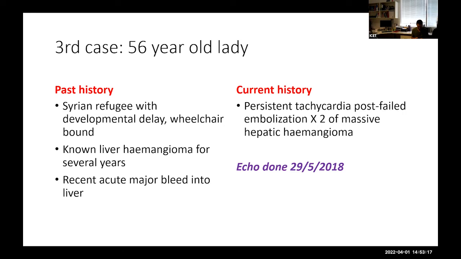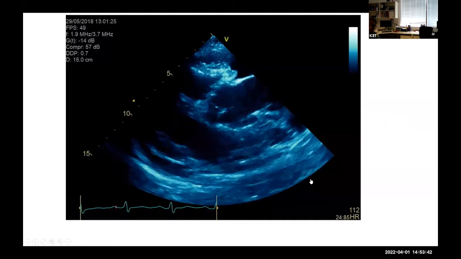Right. Okay, so this is the clinical context. Syrian refugee with developmental delay. Recent acute major bleeding into the liver, tachycardic, failed embolization twice, massive hepatic angioma.